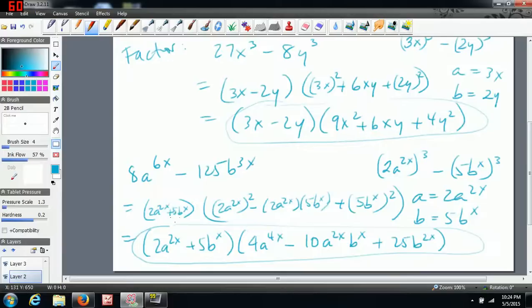Okay, so that's factoring using the sum of cubes and difference of cubes. I hope that helped you understand a little bit.